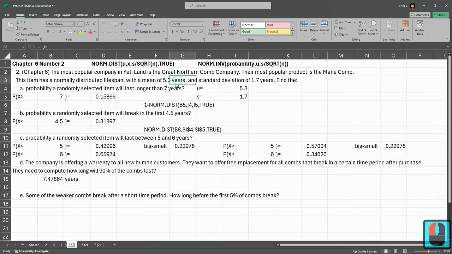If you look, that's longer than 5.3 years, and depending on how much the standard deviation is, that'll tell you how much longer. If it was a really small standard deviation, that number would be just a little bigger than 5.3. All right, last part. Some of the weaker combs break after a short period. How long before the first 5% of combs break? All right, so this is going to be a number much less than 5.3.